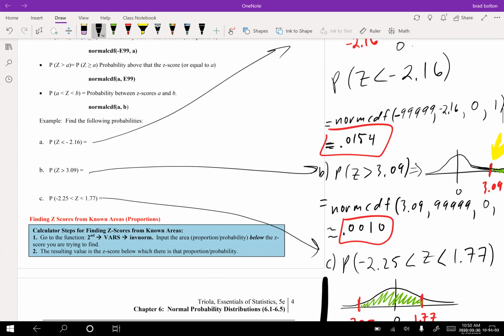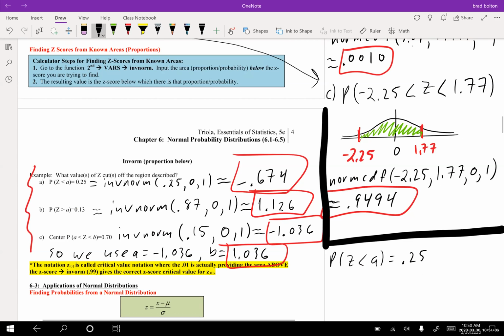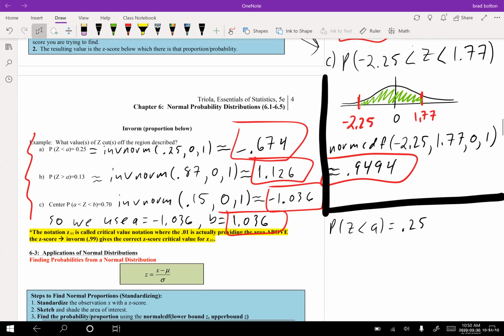So now we're going to go the opposite. You guys don't have to worry about finding the answers, but I want to show you how I understood these problems, how I think about them.